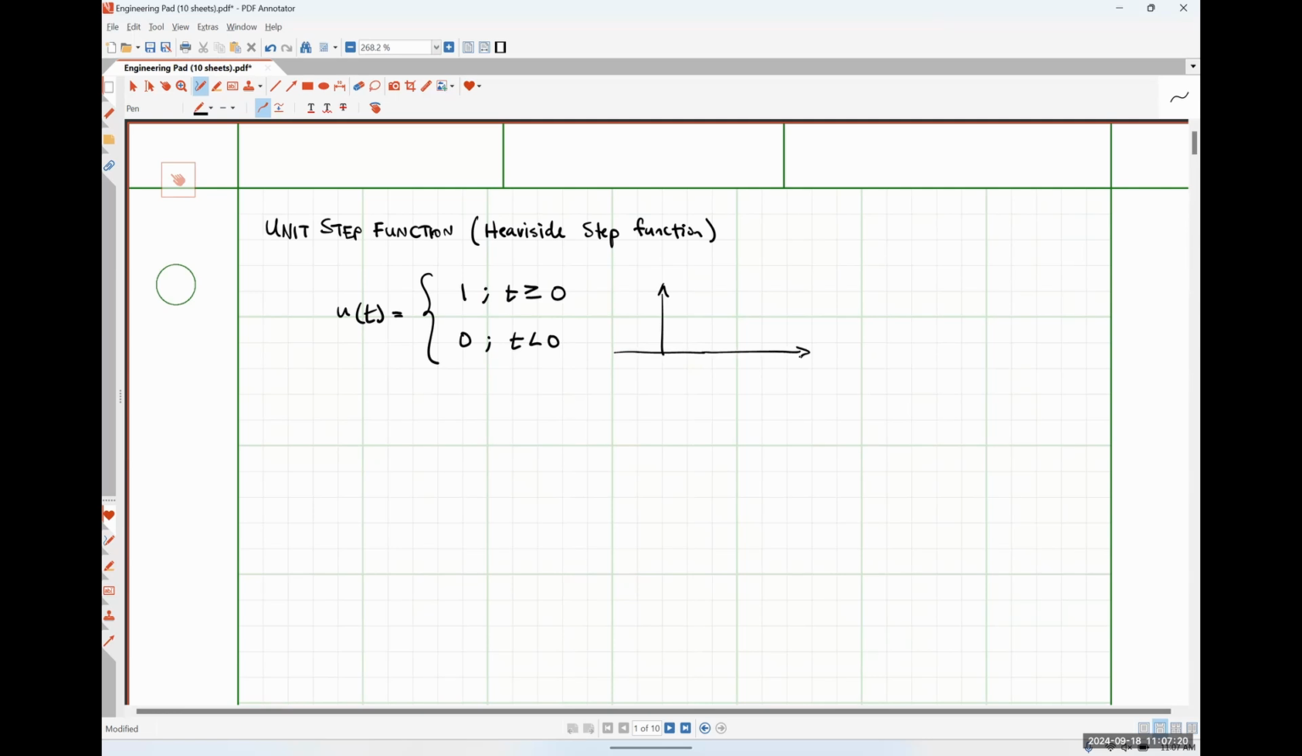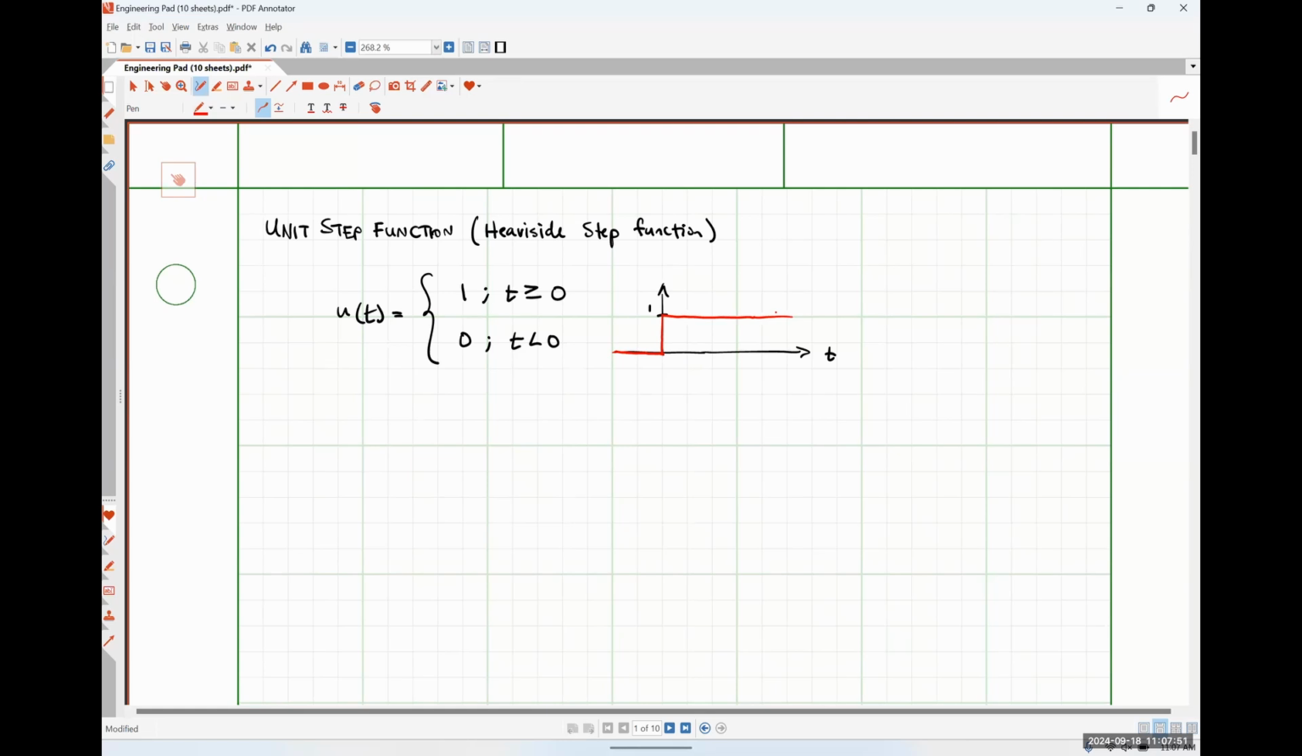So if I were to plot my Heaviside step function, it might look something like this. So here's my time axis. This will be 1 unit tall, so it would be 0 all the way up until t is equal to 0, instantaneously jump up to a value of 1 at t is equal to 0, and then it stays 1 forever. Okay.